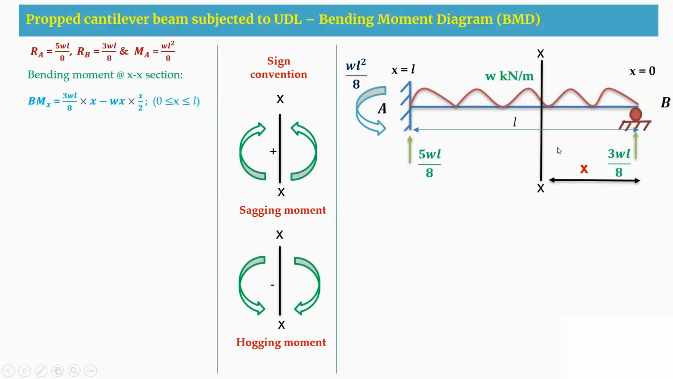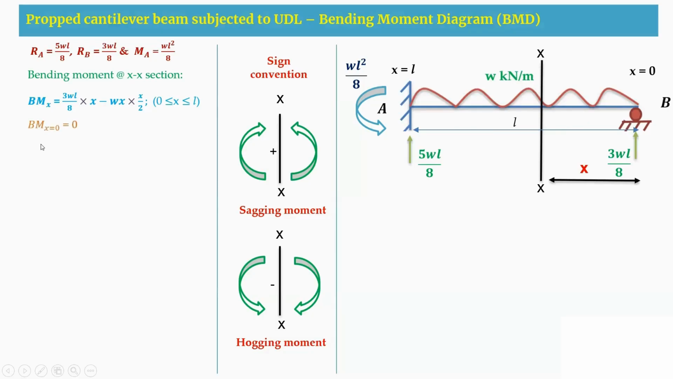Therefore, the bending moment equation about this XX will be 3WL by 8 into X minus, this external load W is in the downward direction. So that is minus W into X by 2, the load into X by 2 will be the distance at which the moment is acting. So that is Wx into X by 2. Here the limit for this equation will be 0 to L throughout the section.